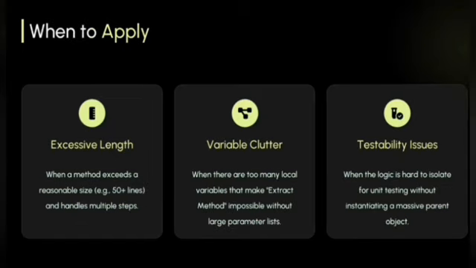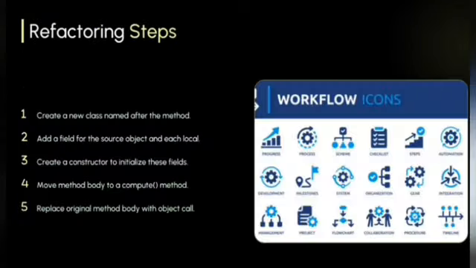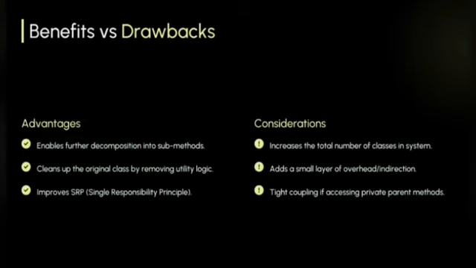When to apply? First one is excessive length, when variable clutter and testability issues arise. Refactoring steps. First one is create a new class named after that particular method. Add a field for the source object and a field for each local. Create a constructor to initialize these fields. Move the method body to a compute method. Replace the original method body with an object call.